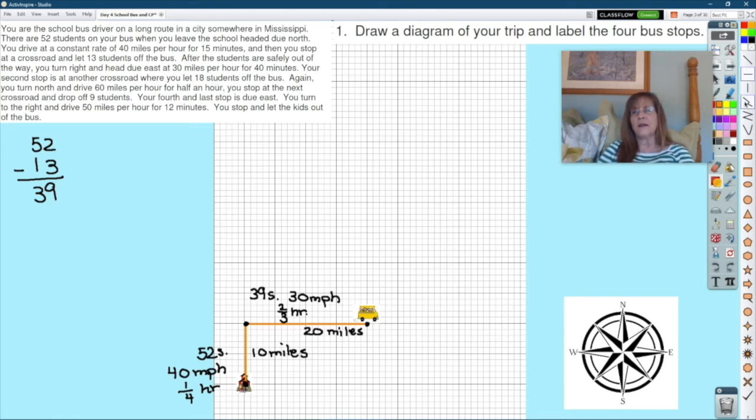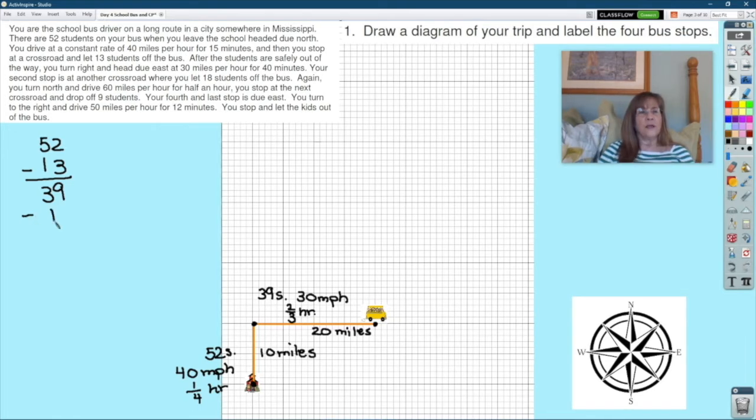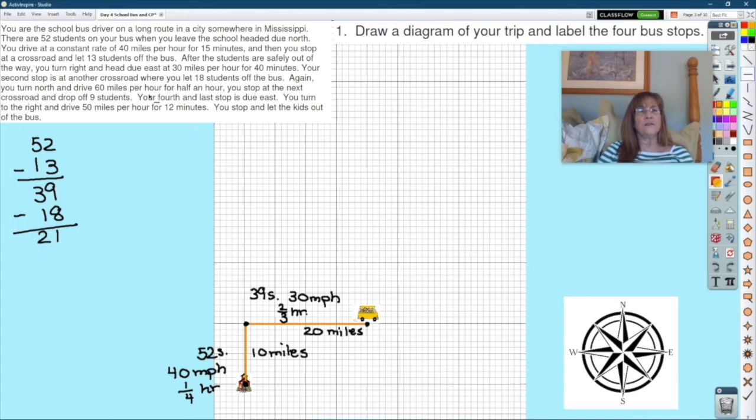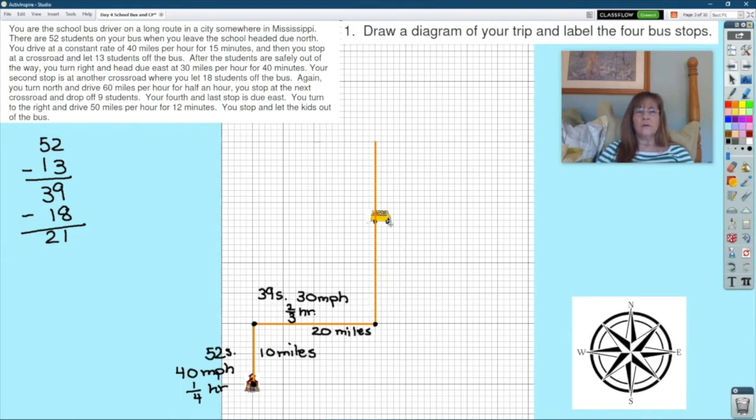Your second stop is at another crossroad where you let 18 students off the bus. So let's go ahead and write that down. We're going to let 18 students off, which means we're left with 21 students on the bus. And then we're going to turn north and drive 60 miles per hour for half an hour. So we're going to go north and we're going to travel for half an hour going 60 miles per hour until we end up here. So let's record what we did.